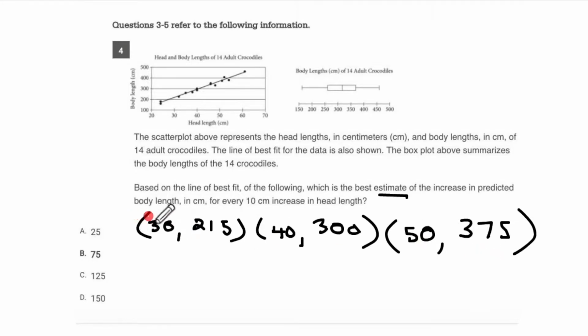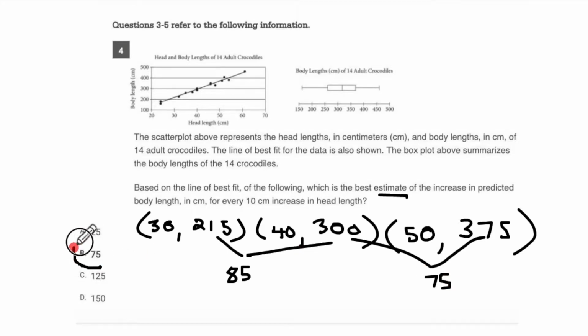So I'm going to find out for every 10. When it goes from 30 to 40, it increases 85. And when I'm going from 40 to 50, it increases 75. So the best answer is one that's between 85 and 175. If you want to do another set of points, that's fine, but it ends up being about 75, because 85 isn't closer to 125, it's closer to 75. So that is number 4.